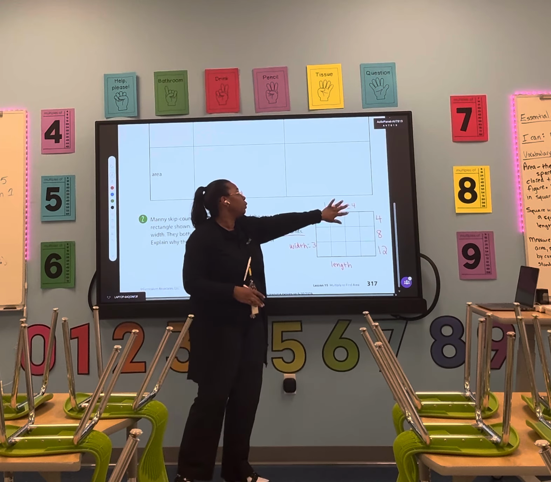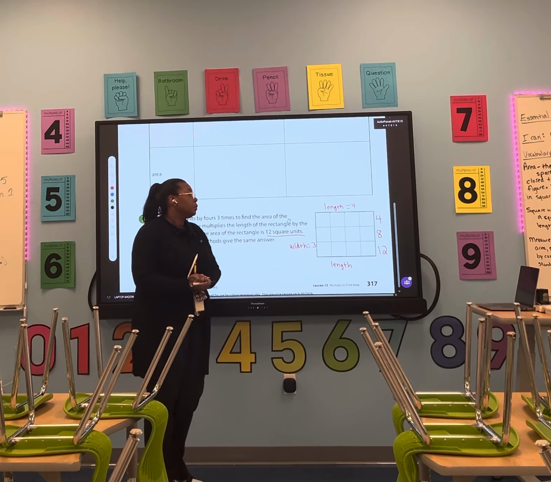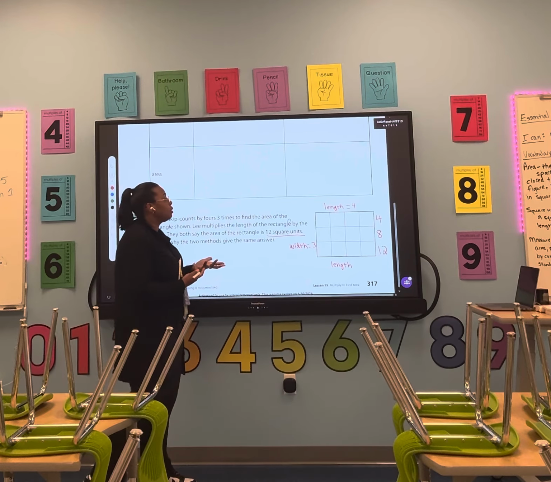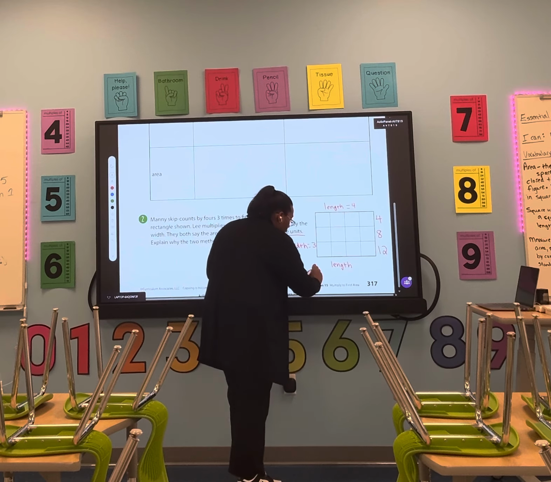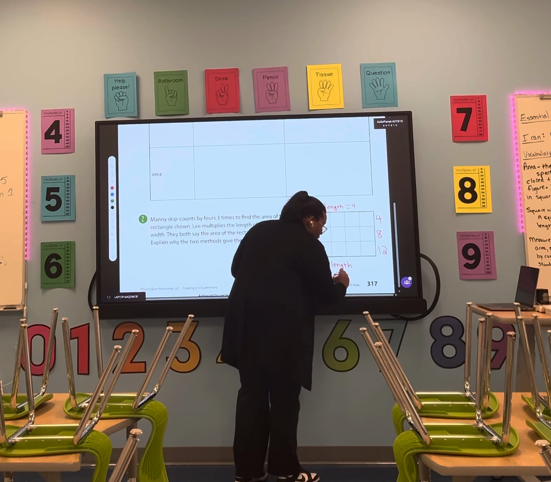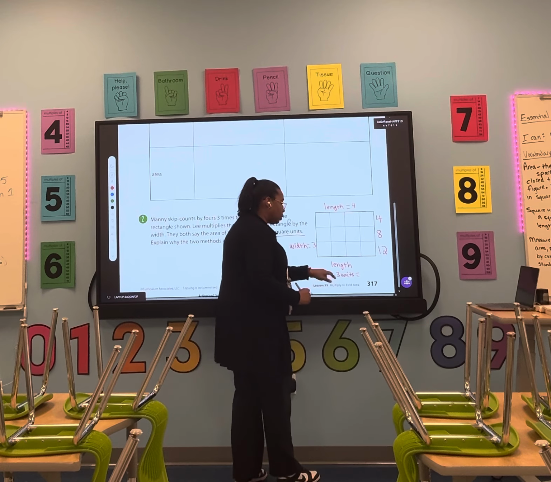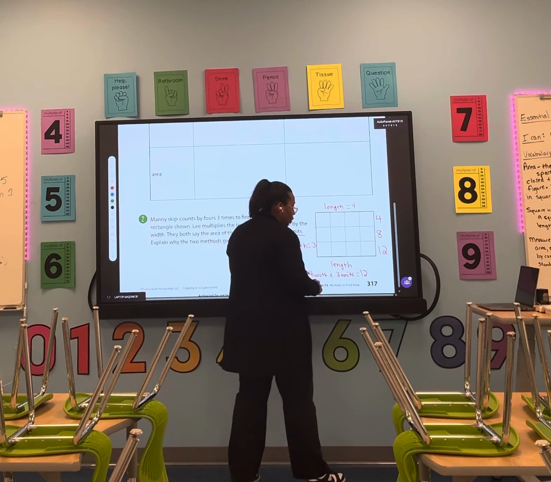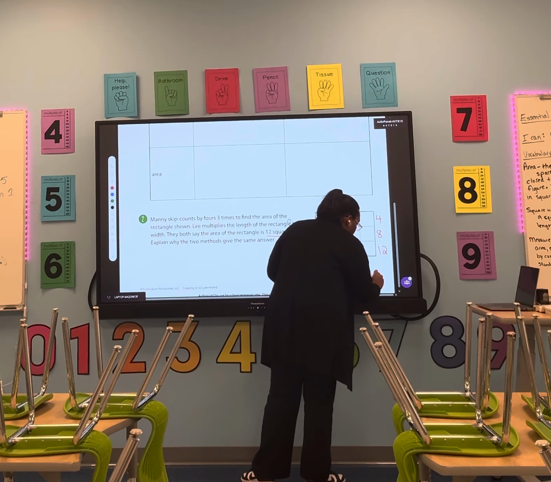So 4 units up here, 3 units here. Now, they say Lee multiplies the length of the rectangle by the width. So if I multiply my length, which is 4 units, times the width, which is 3 units, this will give me 4 times 3 is 12, and then the final unit would be square units.